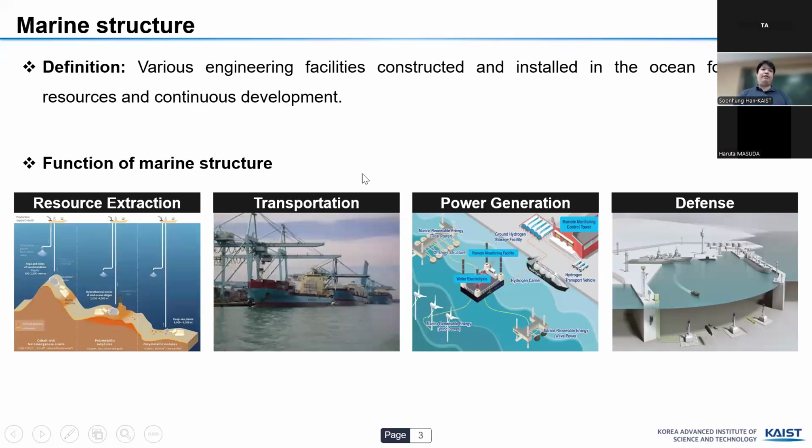So what is a marine structure? The definition of a marine structure is engineering facilities constructed and installed in the ocean for marine resources and continuous development. There are many functions of marine structures: first is resource extraction, transportation, power generation, and defenses.